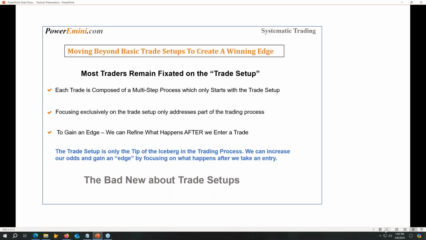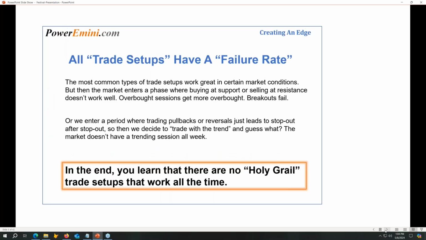I'm sure most of you, especially those who've been doing this for a long time, know that all trade setups have a failure rate. So what we're looking to do is gain an edge by refining what happens after we take a trade. To repeat myself, all trade setups have a failure rate. We can have high-win trade setups that win most of the time. We can have trade setups that only happen once in a blue moon, but they have a really super high win rate.